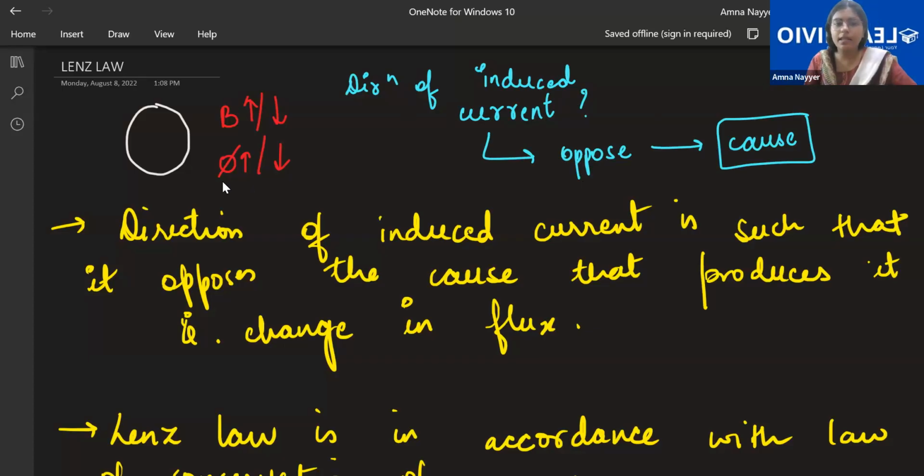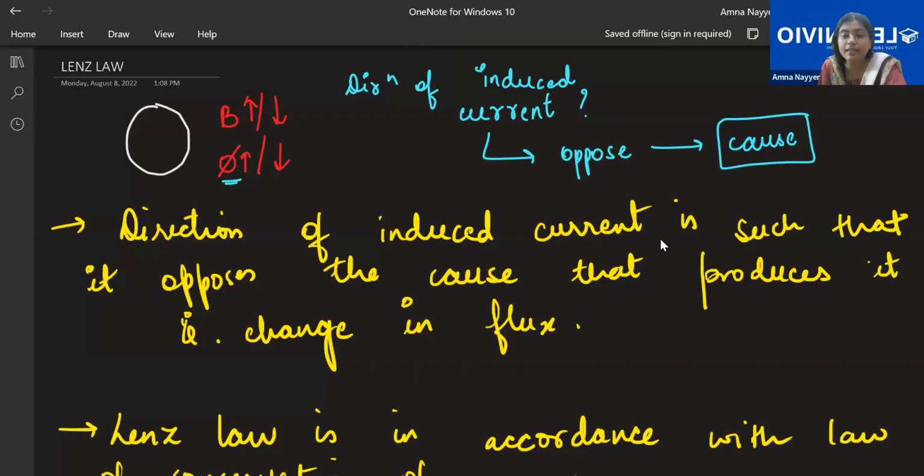Let's say the increase in flux caused the induced current and induced EMF. So what will it do? It will make its direction in such a manner that this flux decreases. Whatever is its cause, it will try to oppose that. That is what is meant by Lenz law. This is the Lenz law. The direction of induced current is such that it opposes the cause that produces it.